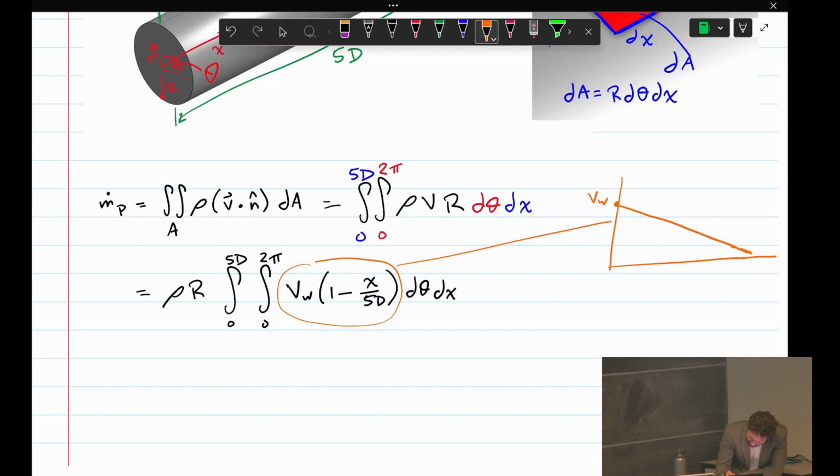Which is the linear velocity profile we were given in the problem. So v, this bottom axis is x. Okay, any questions on where I came up with that? So this is just the velocity, and our velocity is axisymmetric, so it doesn't change along theta. It only changes along x.